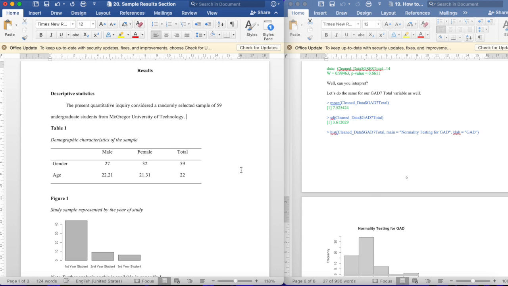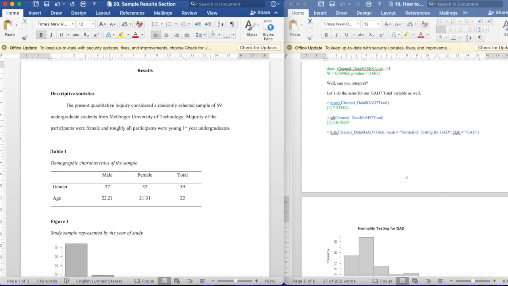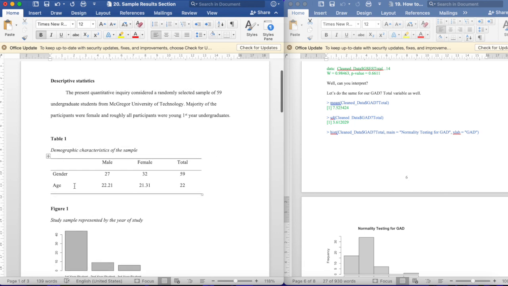And then you could say the majority of the participants were female and roughly all participants were young first year undergraduates. See, now the objective of writing this kind of narration is not to write everything that you have in the table.